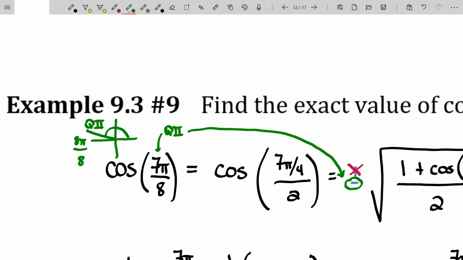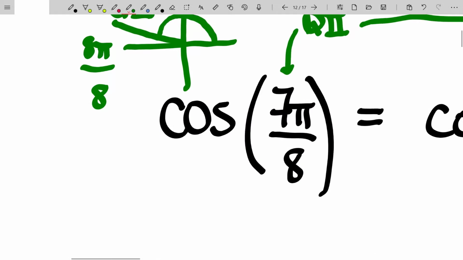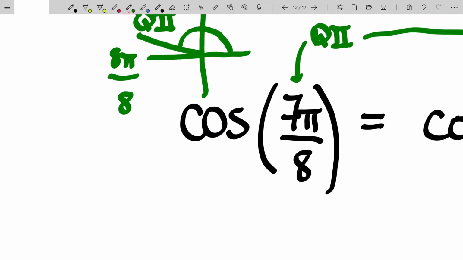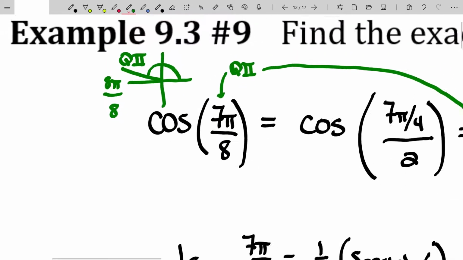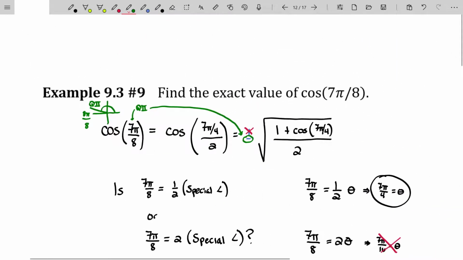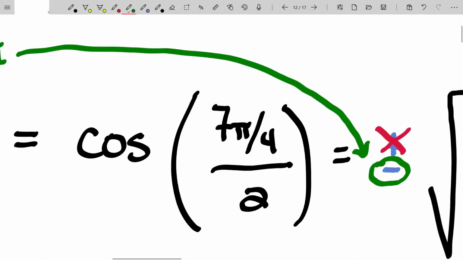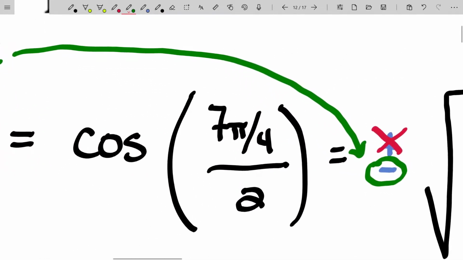If it's not an angle that you know how to take the cosine of, you start by asking yourself, is that half or twice an angle? So I just asked, is it half an angle? It is. It's half a special angle of 7 pi over 4. Great. So I just wrote that out. That's a cosine of 7 pi over 4 divided by 2.